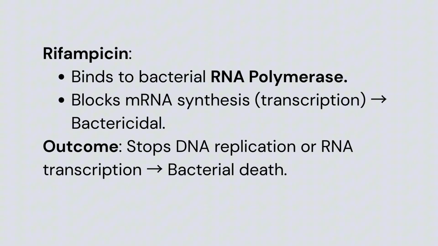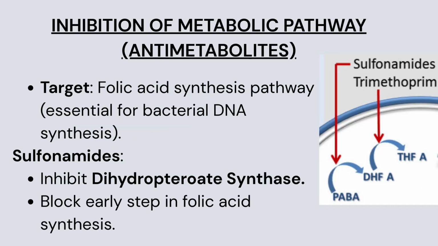Rifampicin works by binding to the beta subunit of RNA polymerase, the enzyme responsible for synthesizing RNA from DNA. By blocking this enzyme, rifampicin prevents transcription, stopping RNA and protein production, which eventually kills the bacteria. So these antibiotics interfere with the genetic machinery of the bacteria, stopping cell division and leading to bacterial death.